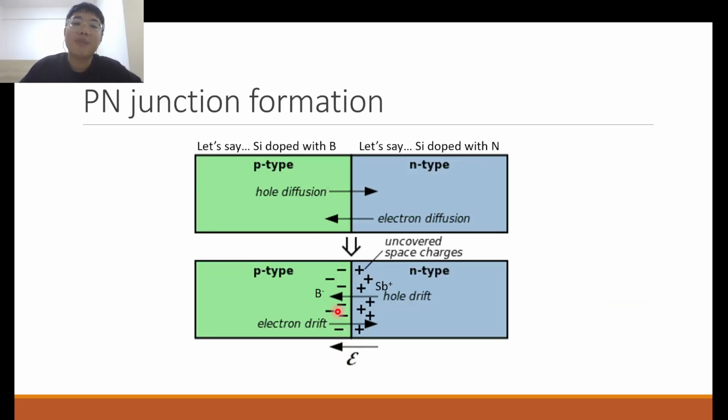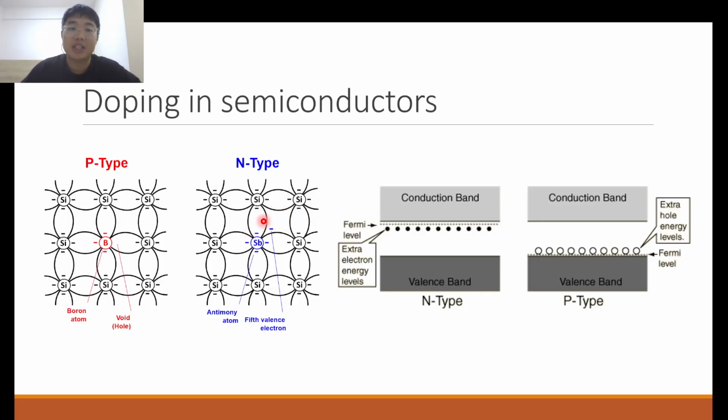And so what we have is that boron ions, B minus, so to speak, right, are now present on the p-type side. Then what happens when holes diffuse to the n-type, right? You kind of think that the n-type also likewise gains a positive charge, right? And that positive charge is your antimony plus that has lost the electron.